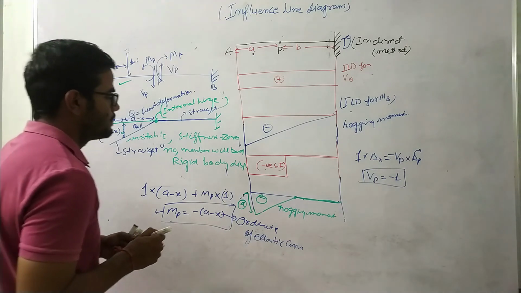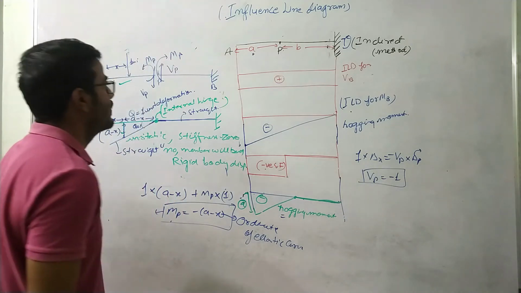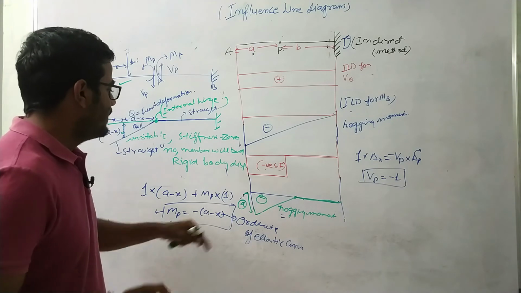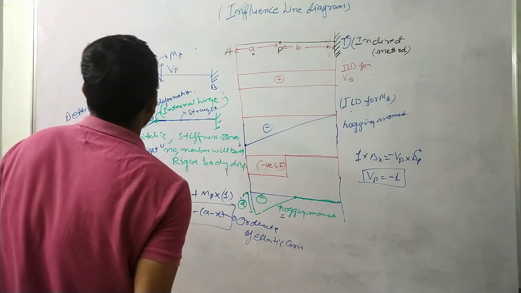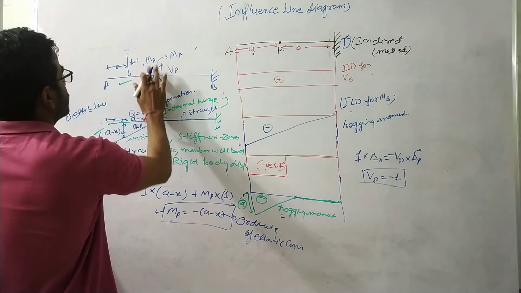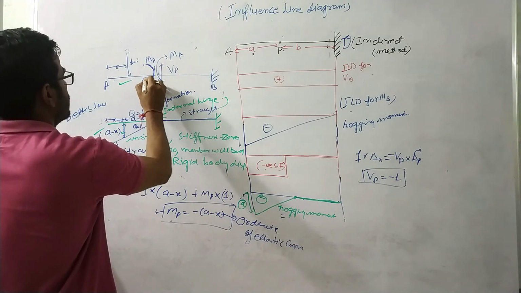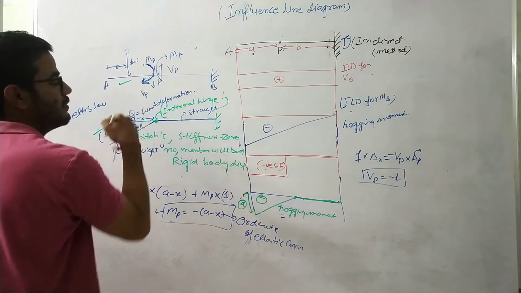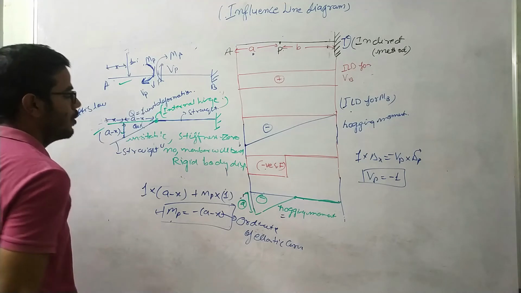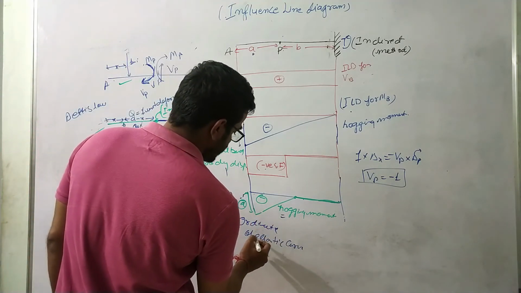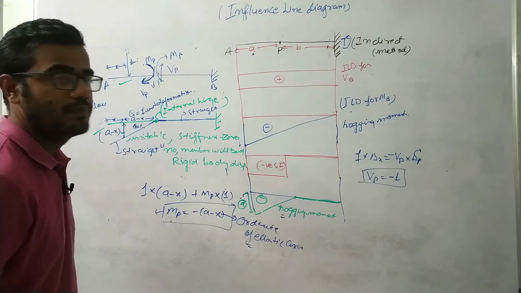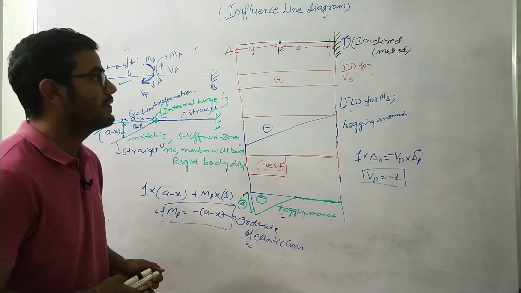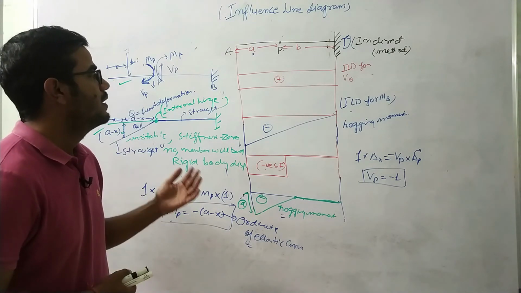So this covers the basic example of Müller-Breslau's principle. And one more thing, the negative sign shows that the MP direction is opposite to what we have assumed. So it is showing basically the hogging moment. So this is the basic problem which we have solved using Müller-Breslau's principle, where the cantilever beam is there and we need to find the shear force and bending moment at point P.